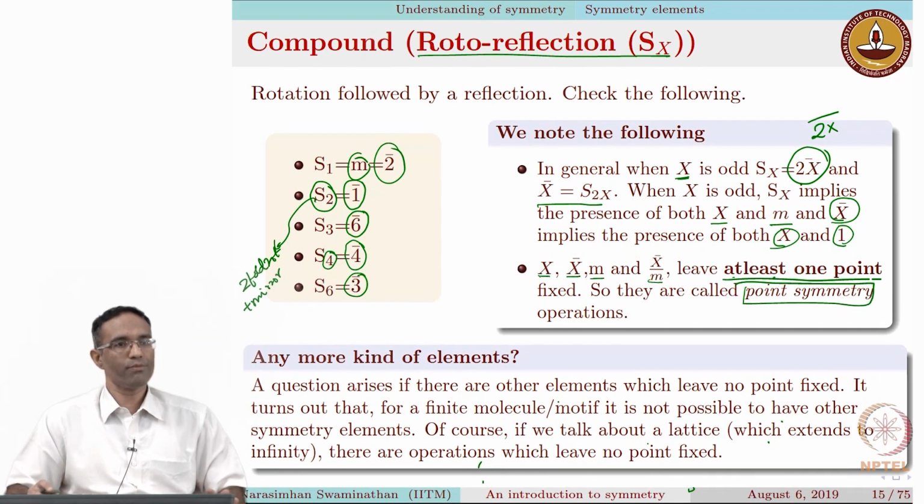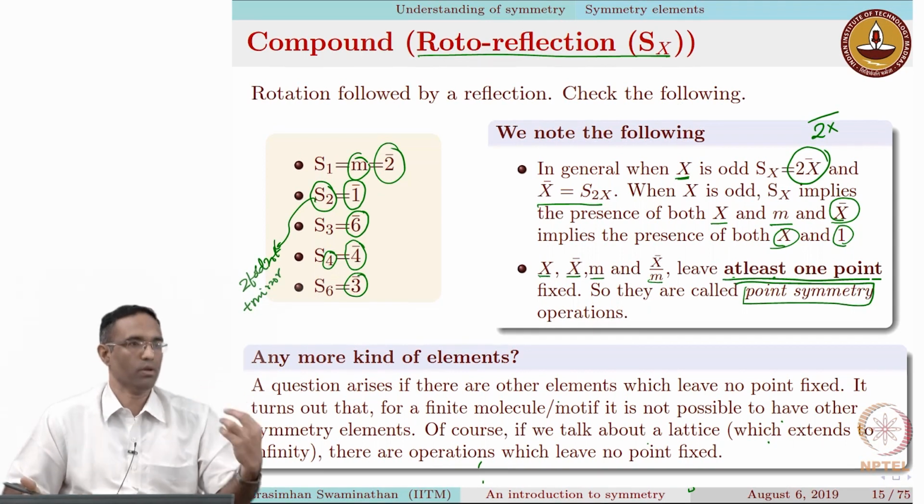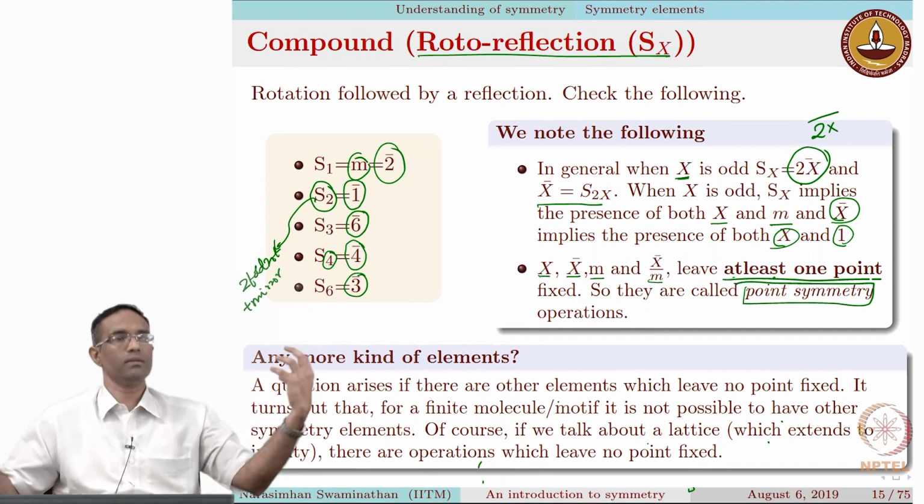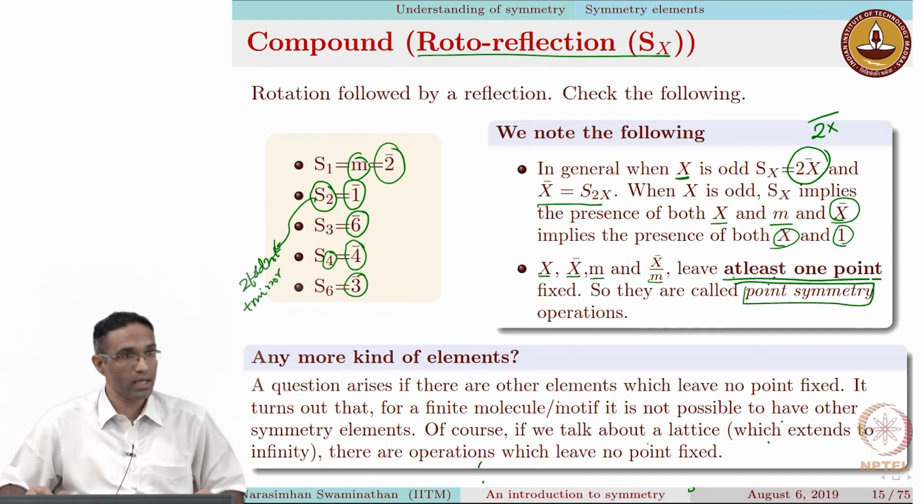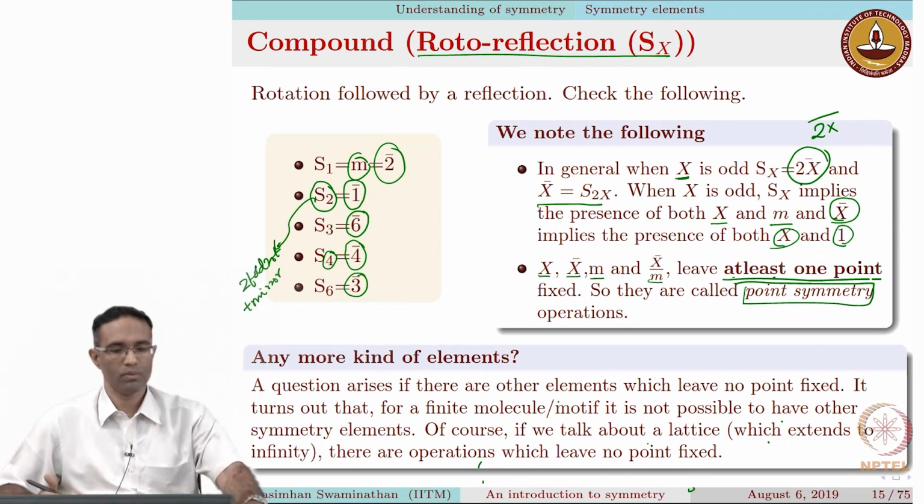So it is important for you to get convinced that we don't need to actually look at any other operations when we are talking about the symmetry of a finite molecule. Of course, when we have infinitely extending molecules, like for example a crystal which is extending to infinity, then it is extremely important for us to consider translations.